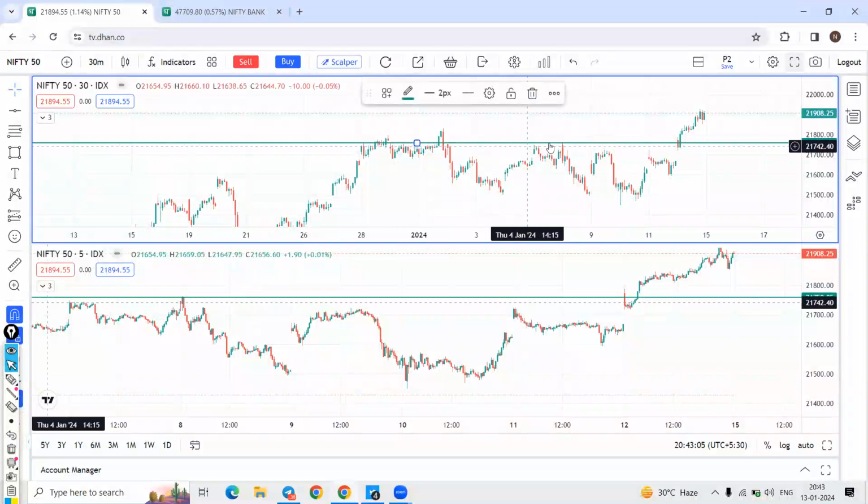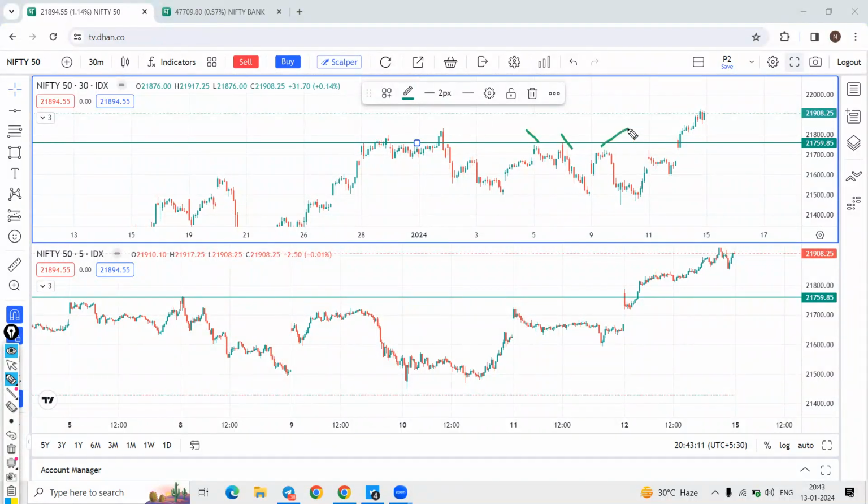Already two to three times price came near it. Here, once and twice, price rejected, not even going near, rejecting. So already multiple actions have developed. So now the importance of that level has come down. What is the nearest reference level?